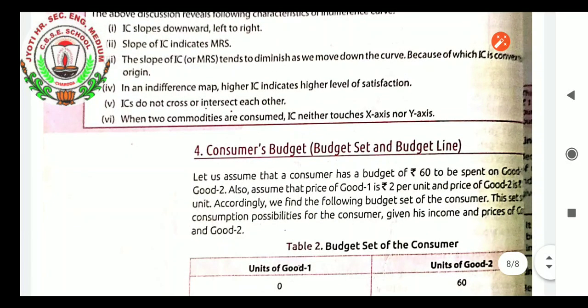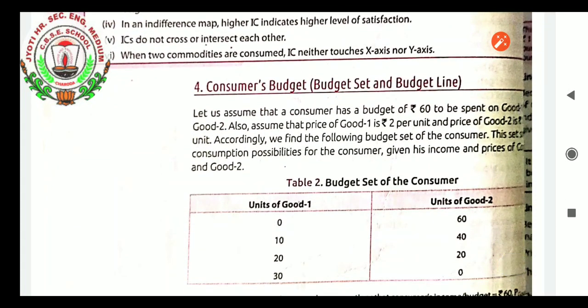Consumer budget. What do you mean by consumer budget, students? For every type of expense we make, we first of all make a budget, and whenever the consumer consumes goods, first of all they prepare the budget, and that itself is known as the consumer budget. This is a set of lines which tells us that our limitation is up to this point only. We cannot exceed the limit. So that has been called the budget set.